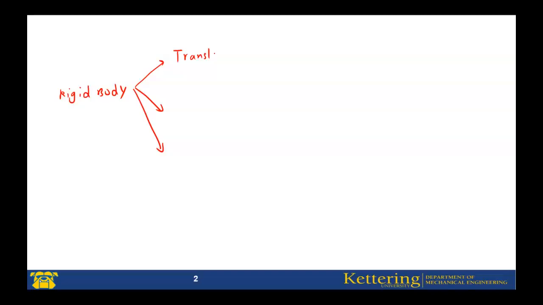Translational. What is the second type of the motion? Yes? Rotational. Correct. Rotational. And the last one is general plane motion.